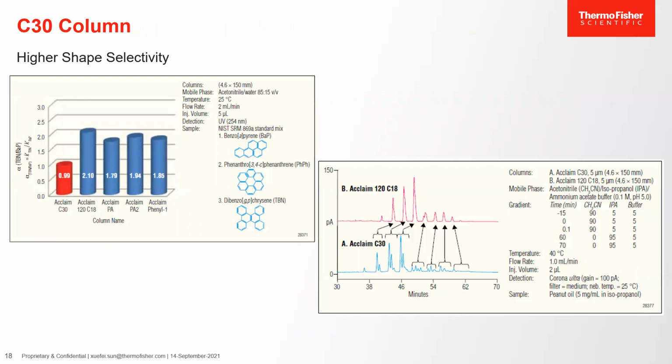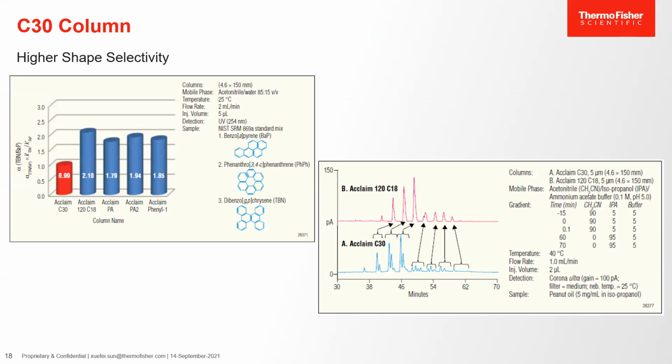We have our C30 column, which has higher shape selectivity. So basically what that means is you have more theoretical plates when you're looking at the actual column peak. So we have our Acclaim 120 C18 here, and as you can see, the C30 separates a lot of that extra stuff at the bottom into actual peaks. So there's a little bit more resolution on those.